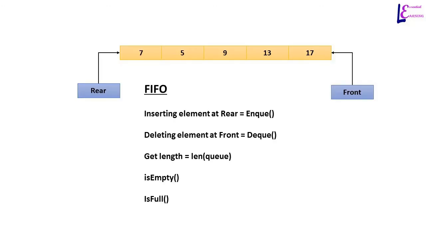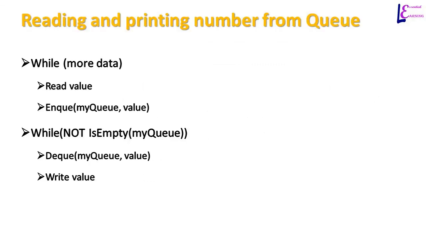Operations that we can perform on queue are inserting element at rear and deleting element at front. We can also get length of the queue and learn whether a queue is empty or full. And this is an algorithm with very abstract steps to read and insert data into the rear of the queue and delete the data at the front of the queue until it is not empty.